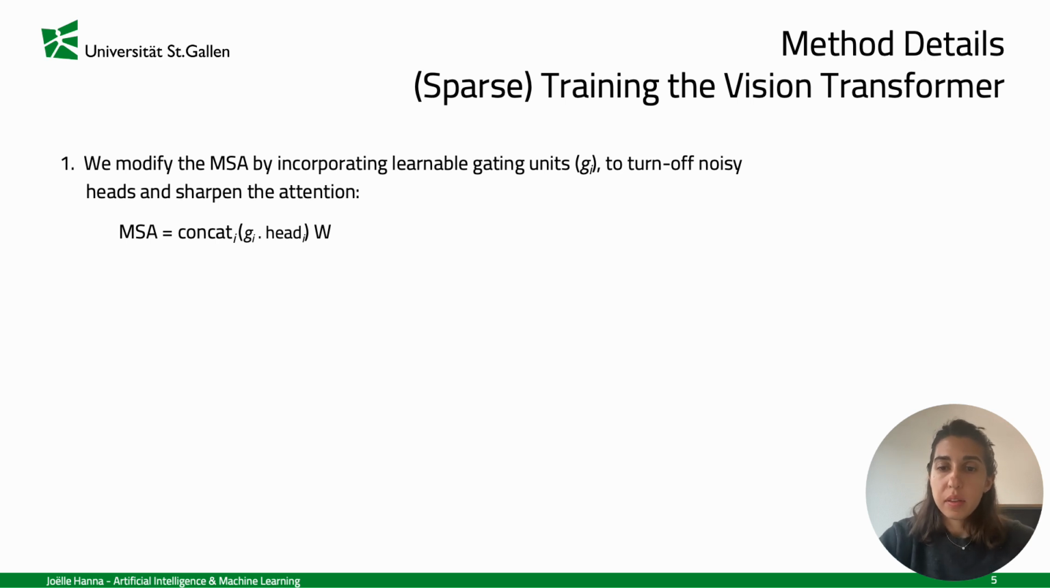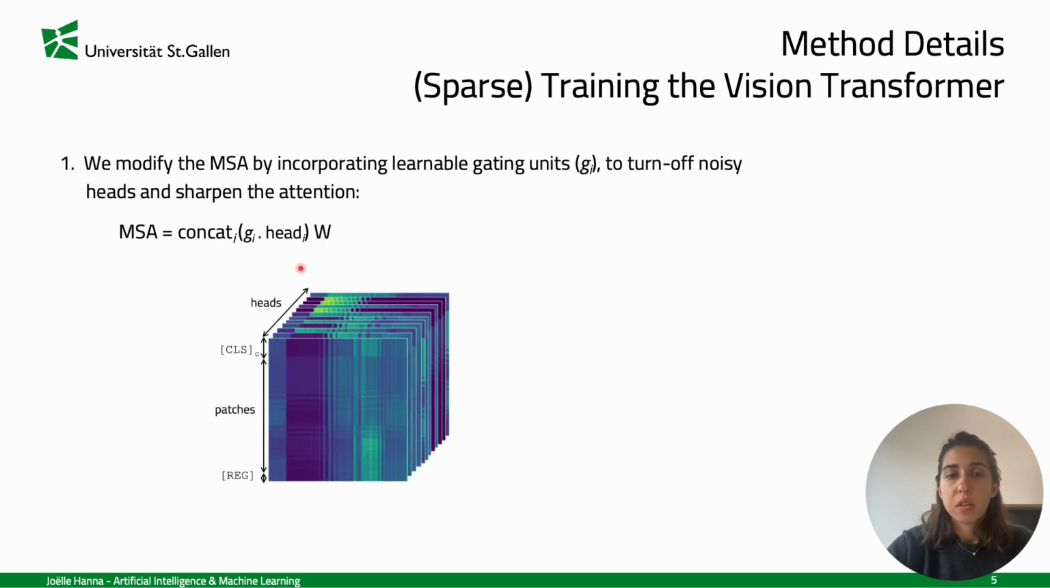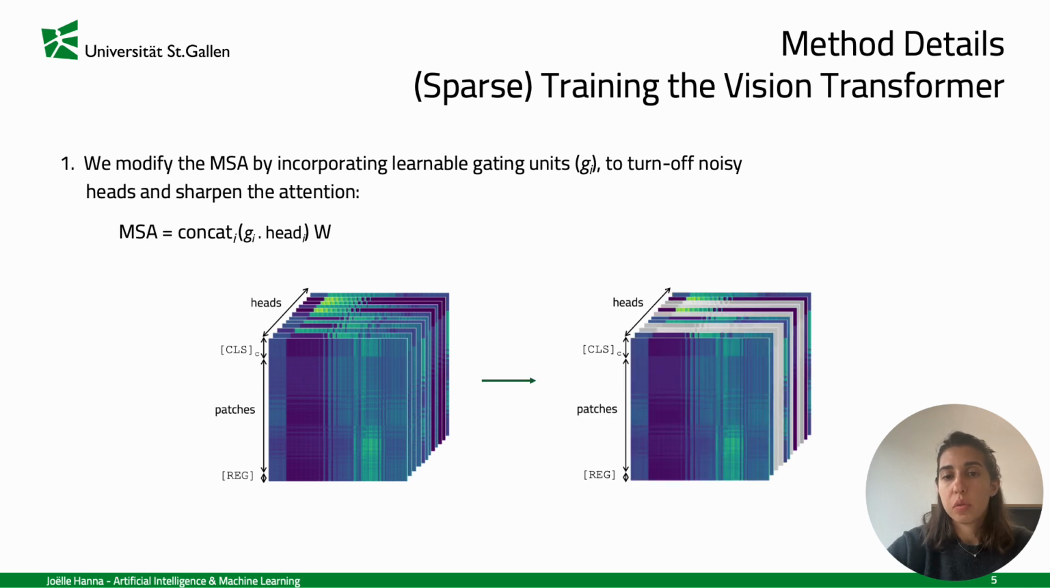The first part of the method is to really train the vision transformer in a sparse way. What I mean is really to prune or to set to zero some attention heads that are judged as redundant or noisy. So we modify here the multi-head attention by incorporating those learnable gating units to turn off the noisy heads. So instead of concatenating all the heads, we concatenate the gating of the head. So we go really from a multi-head attention that is dense to a sparse one.